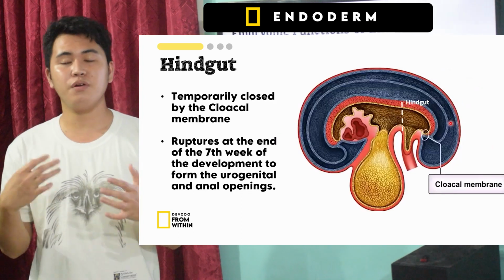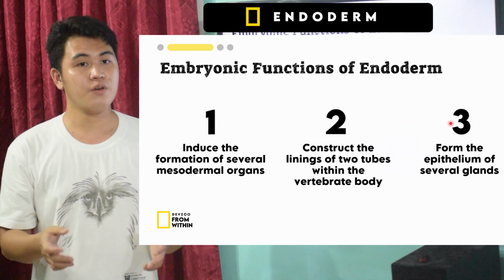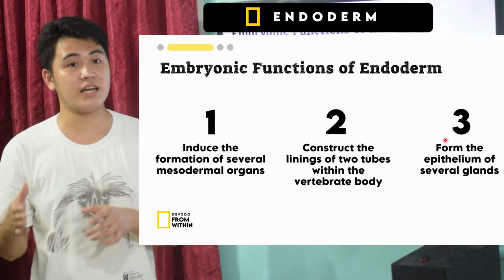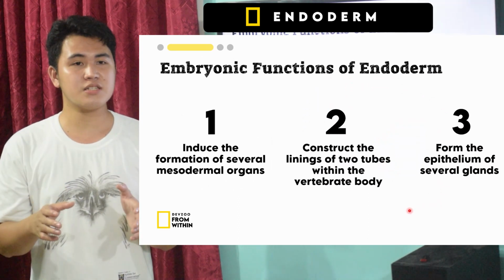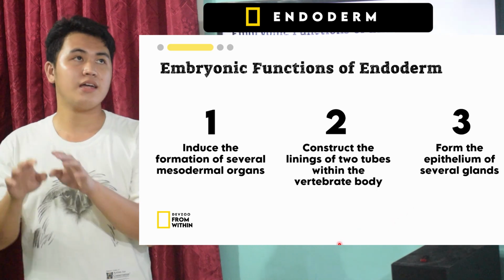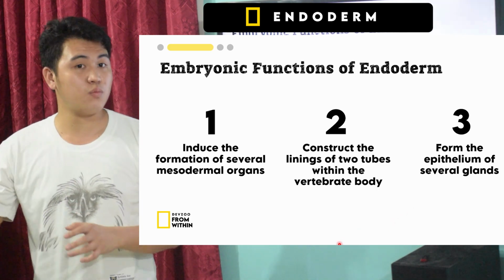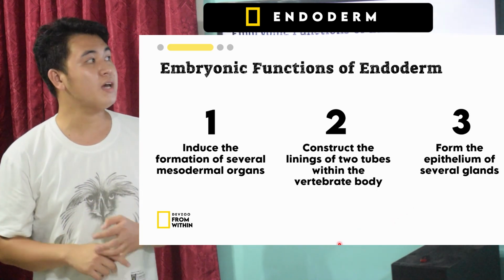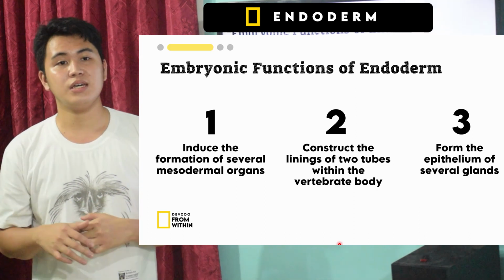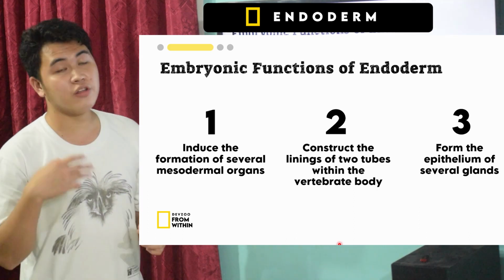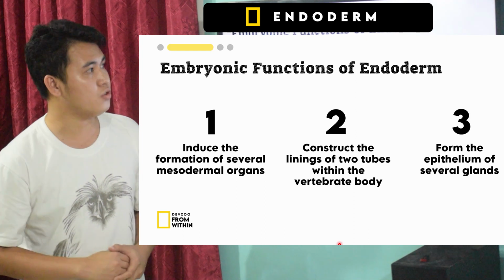We know how the primitive gut tube is formed: from the bilaminar disc to the trilaminar disc, then the embryonic folding happens, and then the formation of the primitive gut tube. Now we will be discussing the embryonic functions of the endoderm.